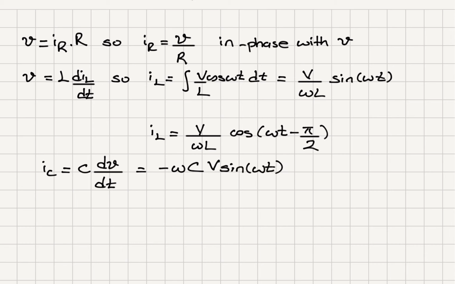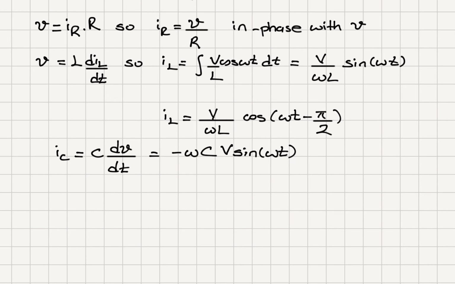So I'm taking the derivative of cosine. I get minus omega sine omega t. And that can be written in terms of cosine as well. I sub C is capital V omega C cosine of omega t plus pi over 2. So the current through the capacitor leads the voltage by pi over 2.